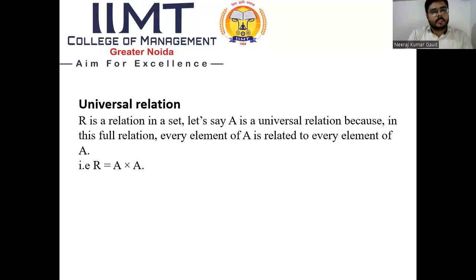Next is universal relation. R is a relation in set A, and we call R a universal relation if and only if every element of A is related to every element of A. That is, R is equal to A cross A.